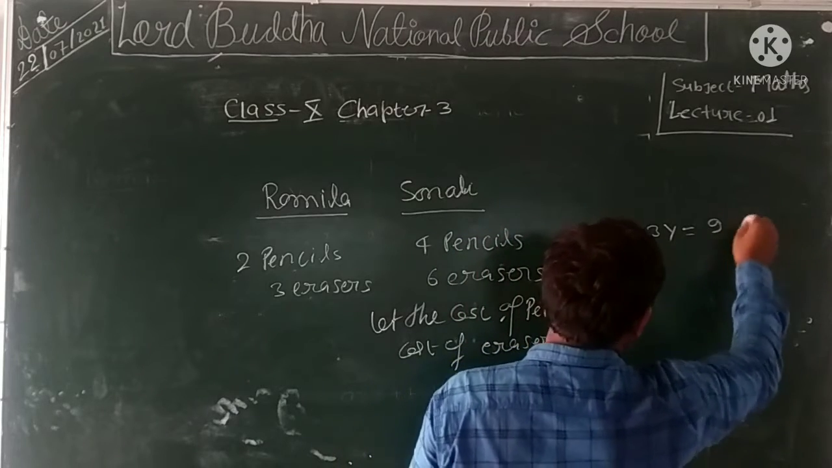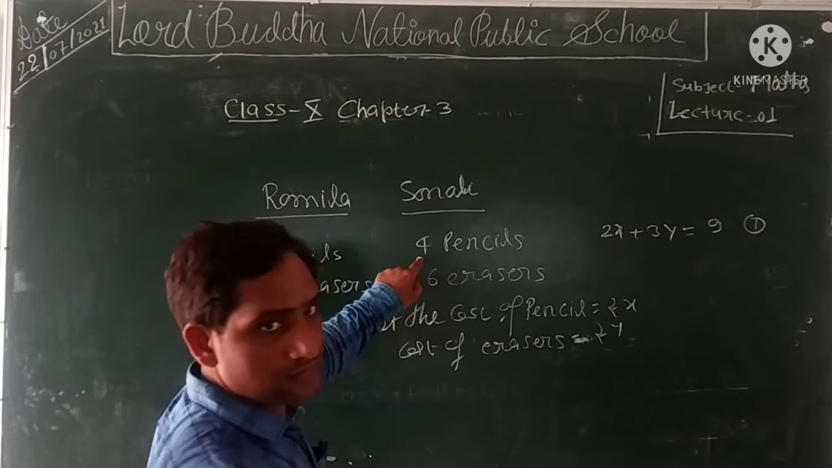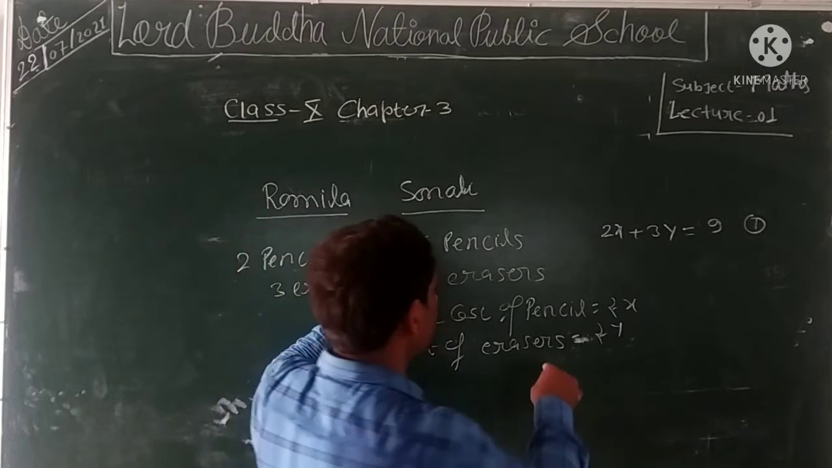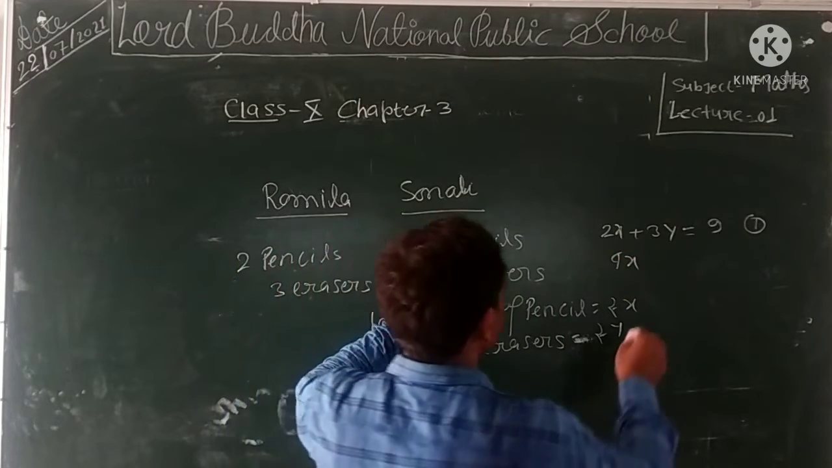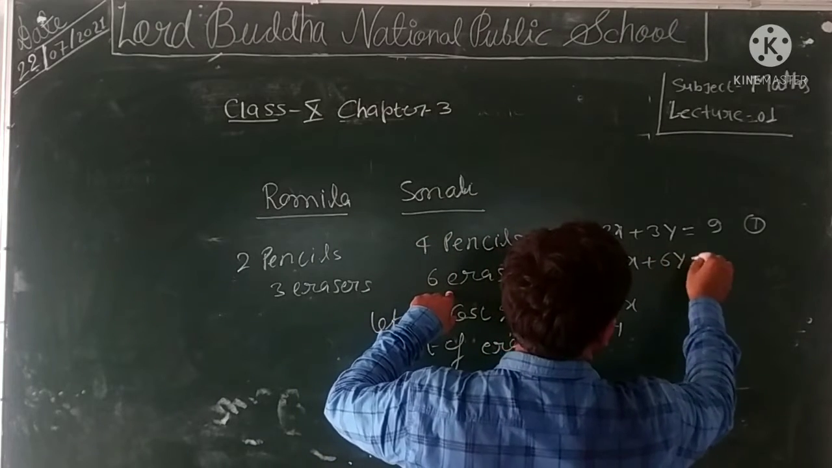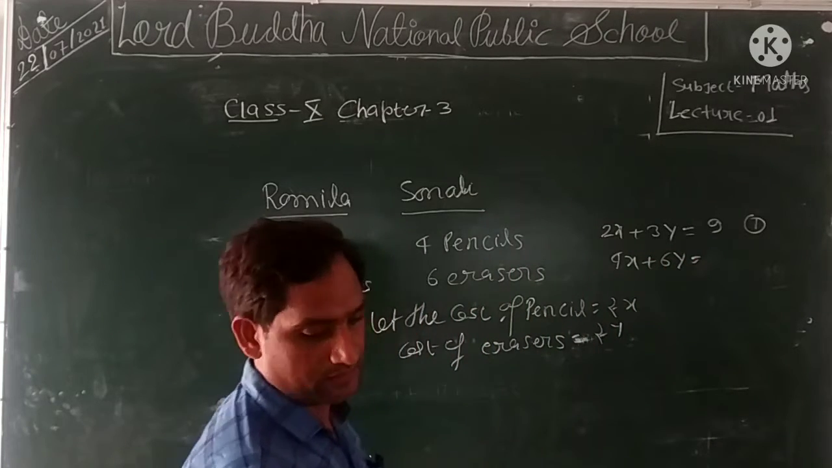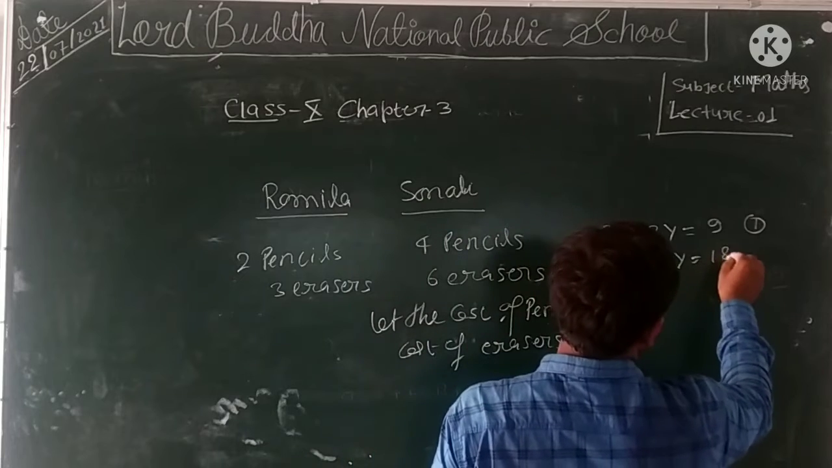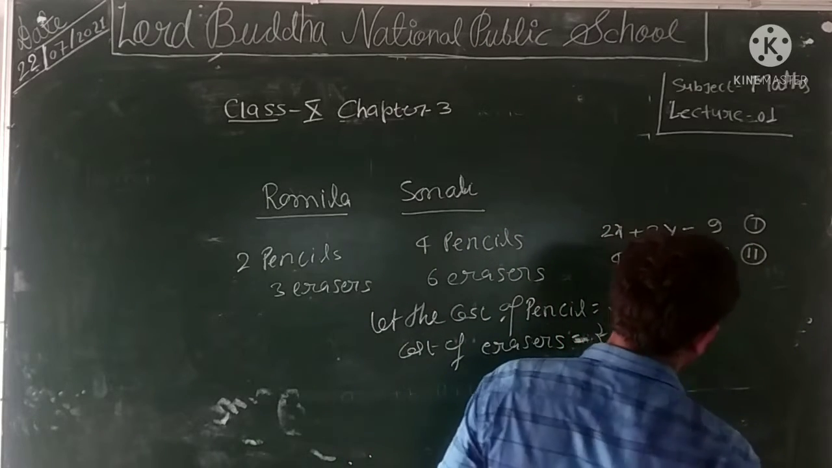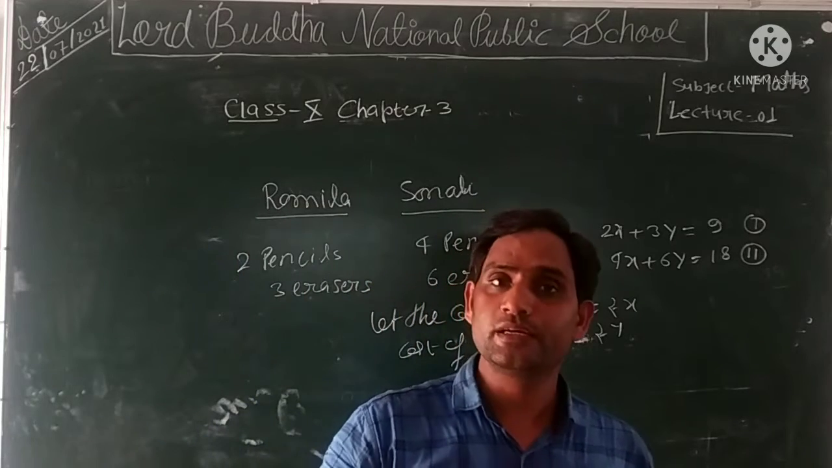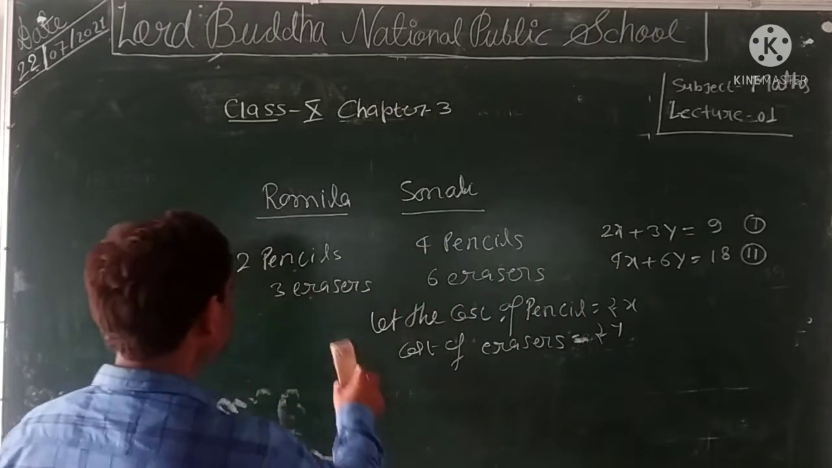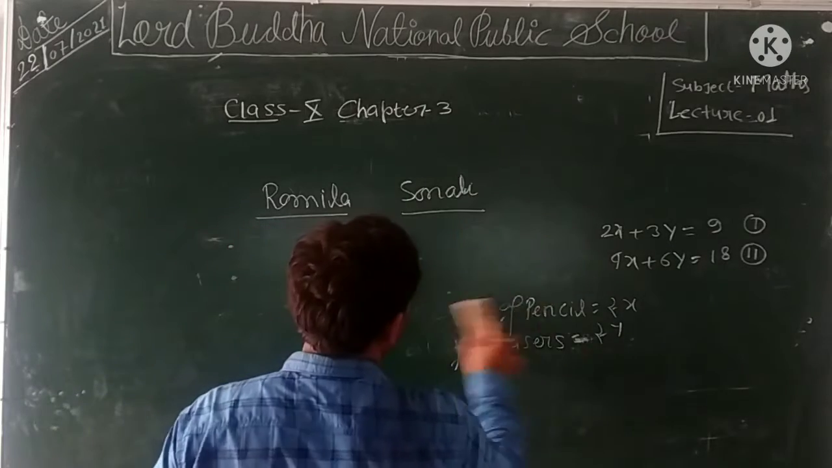This is the first equation. In the second case, Sonali bought 4 pencils, costing 4x, and 6 erasers, costing 6y. The total money paid is 18. This is the second equation. Clear? The situation is represented in algebraic expressions. Now we have to represent it as a graph.